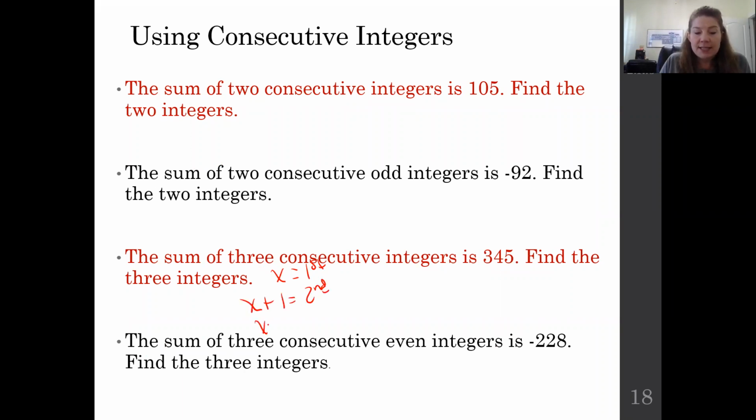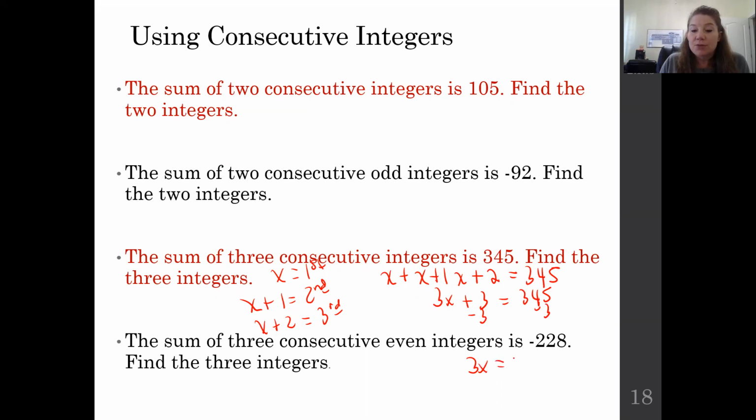And then the third one is X plus 2. That's the third number. All right, so we would do X plus the second number, which is X plus 1, and then the third number is X plus 2, equals 345. Then we add 1 to get 3X plus 3 equals 345. And then we would subtract 3 from both sides. So we'd have 3X is equal to 342.